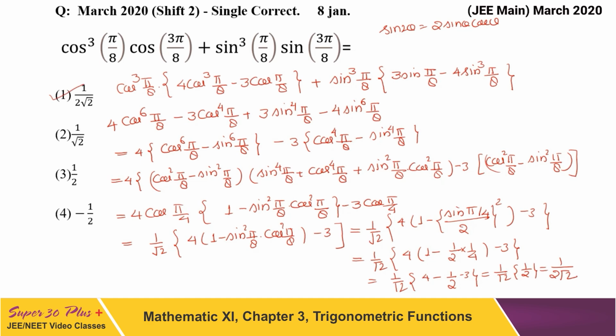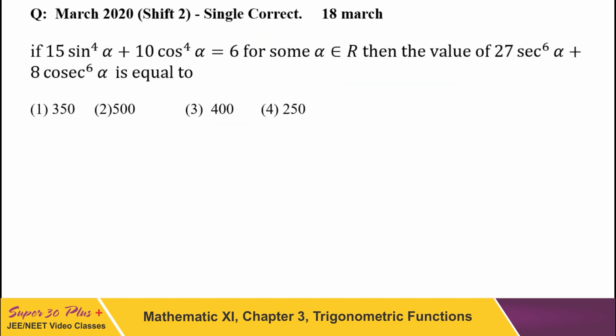This question came in the March 2020 JEE Main Examination Shift 2 in single correct category. Student, let's see one question. If 15 sin to power 4 alpha plus 10 cos to power 4 alpha is equal to 6 for some alpha belongs to R, then the value of 27 sec to power 6 alpha plus 8 cosec 6 alpha is equal to.